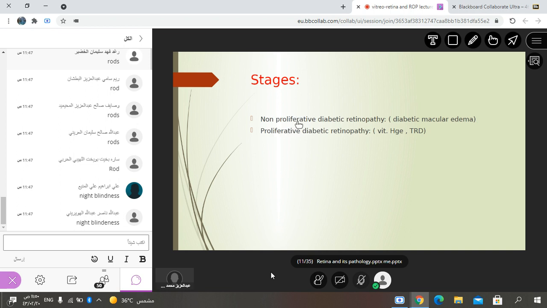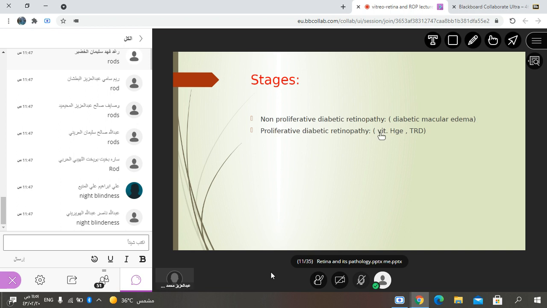Proliferative, non-proliferative, if there is abnormal proliferation over the surface of the retina or in the iris, which is called neovascularization in the iris or rubeosis iridis, and this is called proliferative diabetic retinopathy. And the main complication of proliferative diabetic retinopathy is vitreous hemorrhage, which is a very common presentation to emergency department of these patients.